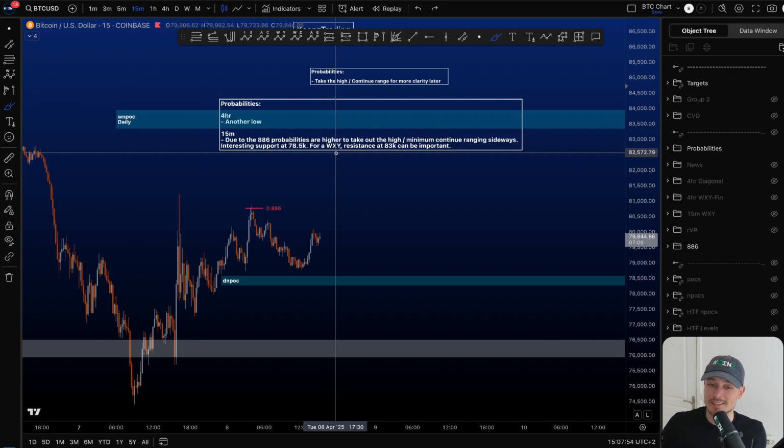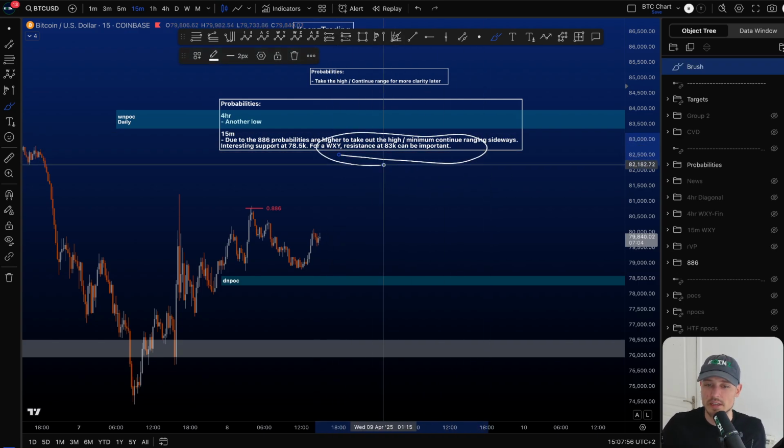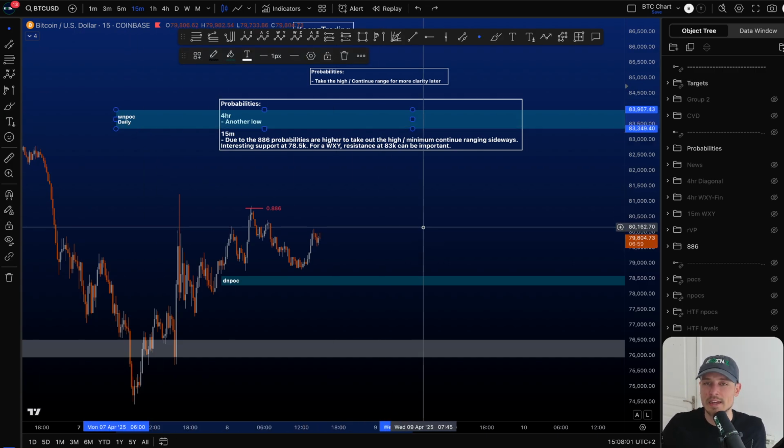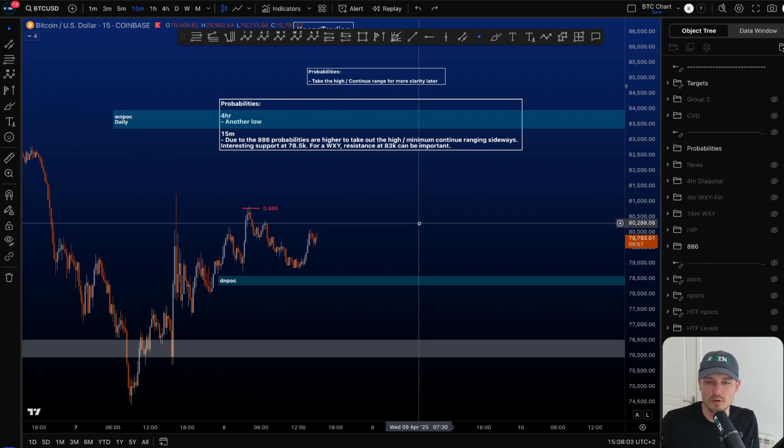With regards to resistance, the most important area on the chart is the 83K area of resistance. It is this blue box. Keep that one in mind if we do move towards the upside.